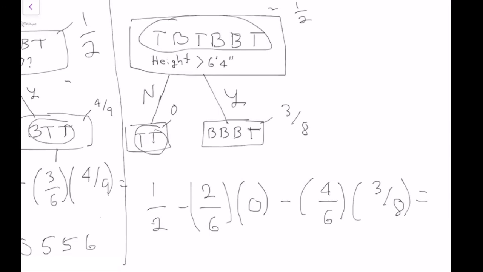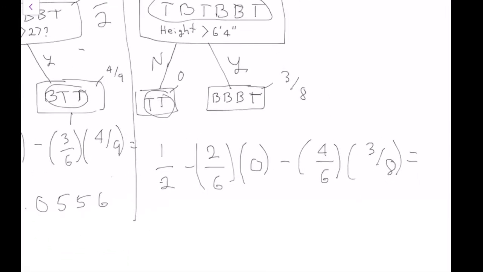And so if you carry this out, we can do it ourselves. These two cancel out, so this whole thing becomes 1/4. And so 1/2 minus 1/4 is just 1/4, or 0.25.